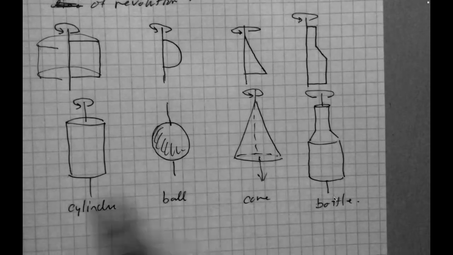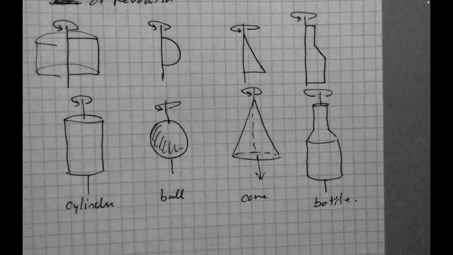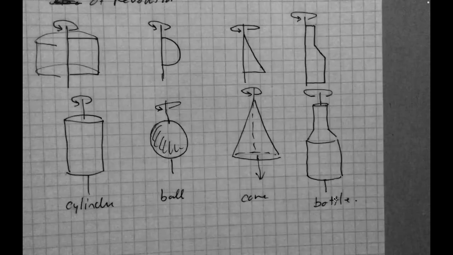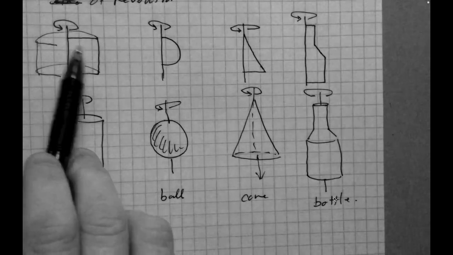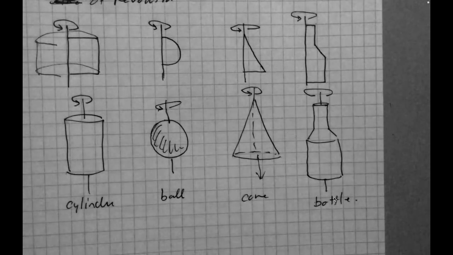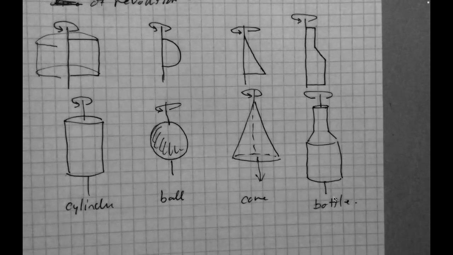But I think when you see these, it helps to solidify in your mind exactly what a solid of revolution is. It's something that could be built from a shape in the plane if it's rotated around a particular line, right? So you get things like cylinders, balls, cones, bottles, etc.